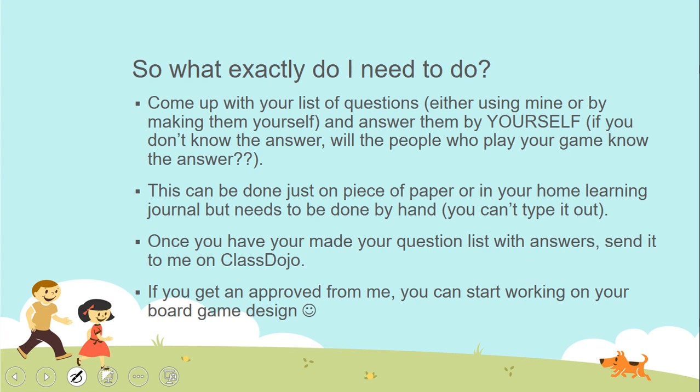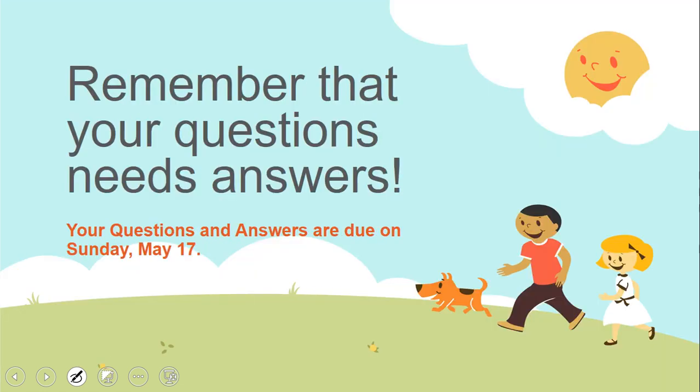So please make sure that you do it by hand and you write the questions and the answers, okay? So once you have your question list with answers, you need to send it to me on Class Dojo. Remember that the minimum amount of questions is 20, okay? So you need to have at least 20 questions with 20 answers. And then if you want to do more, you can, but you need at least 20, okay? Once you get an approved from me, then you can start working on your board game design, which we will be talking about next week, okay?